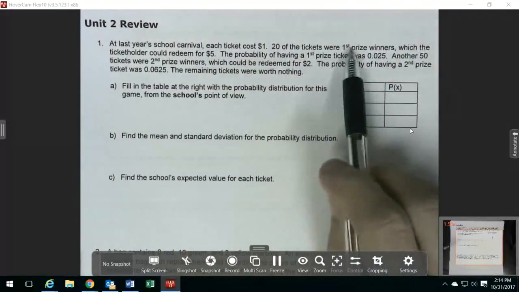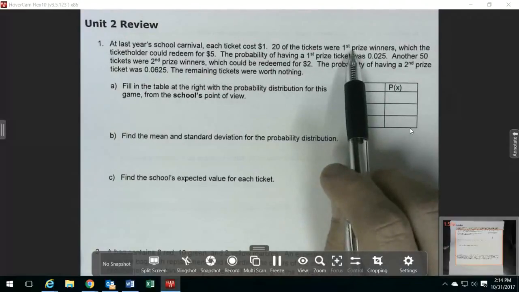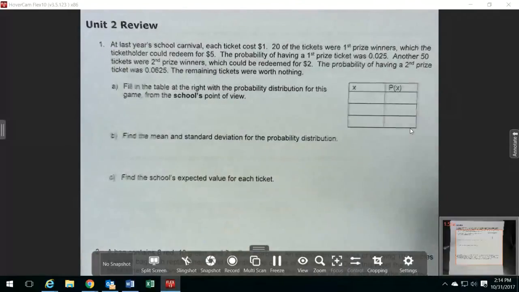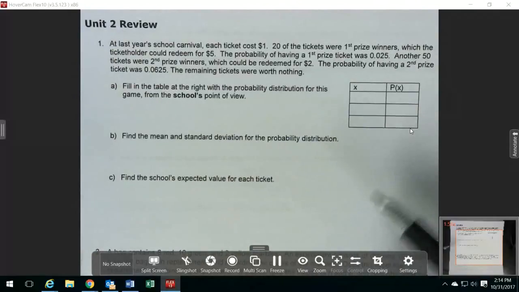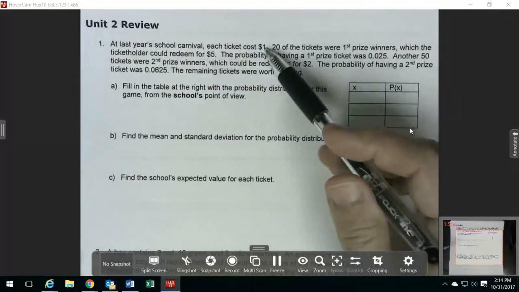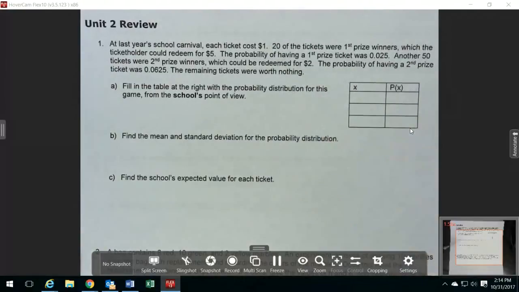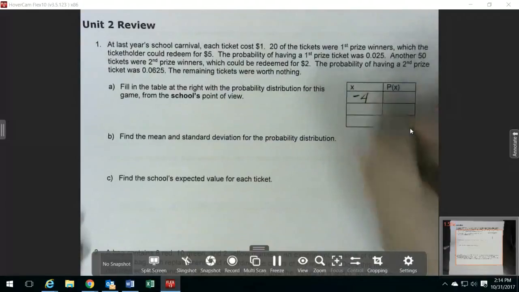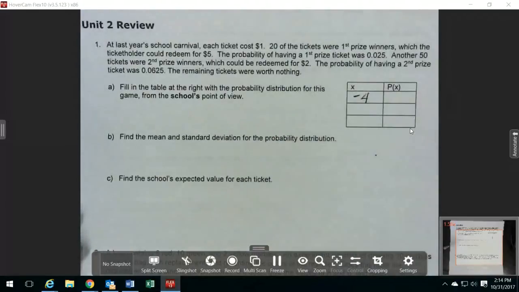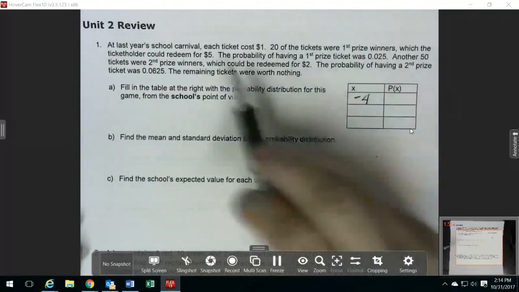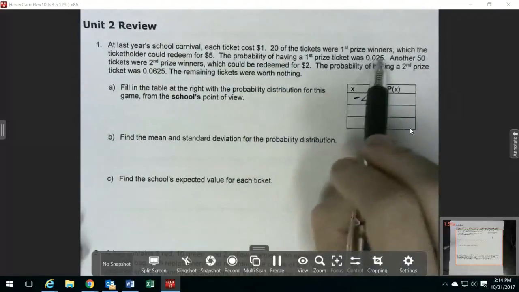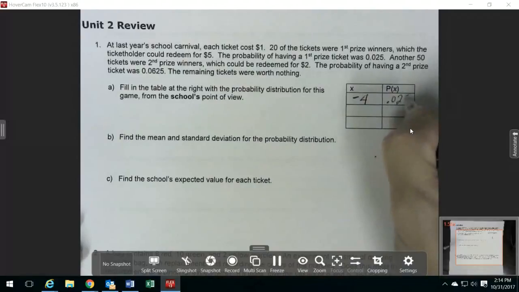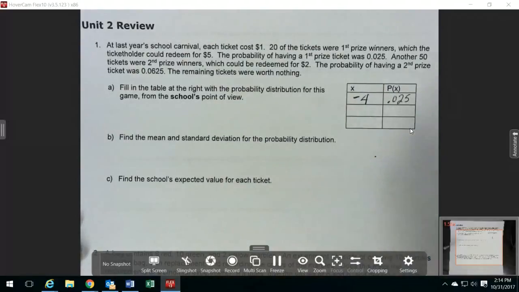So if we have these tickets that were first prize winners, the ticket holder can redeem them for $5, which means the school is paying out $5 for each one of those tickets. But for each one of those, they already got $1 from the person who bought the ticket. So their net loss on those tickets is -$4. And then for those tickets, the probability of having one of those tickets was 0.025. So we can go ahead and fill in the probability box.